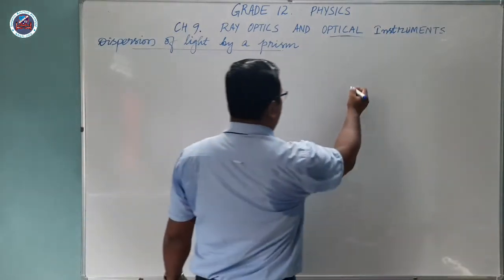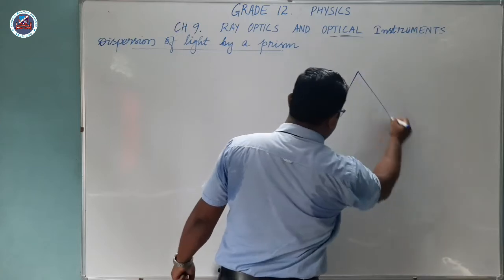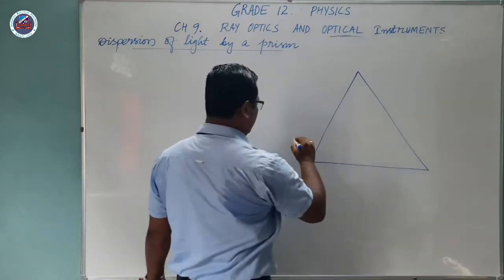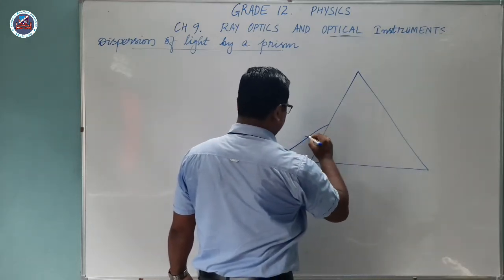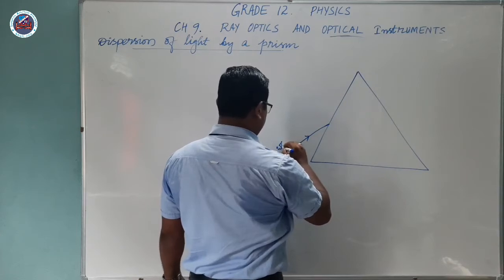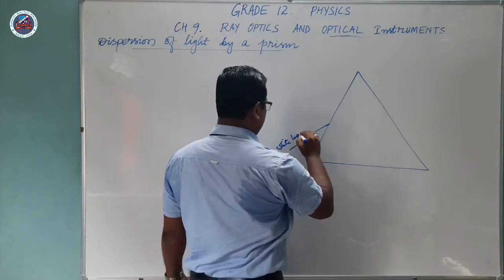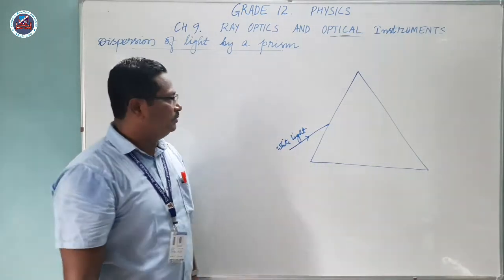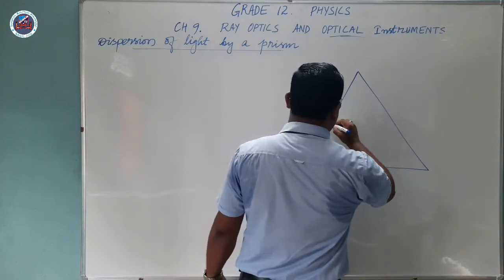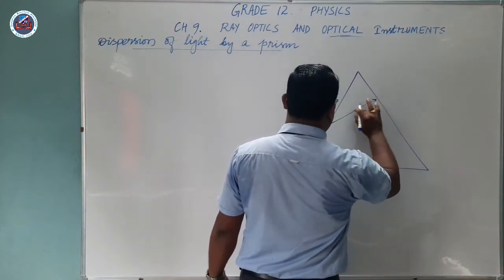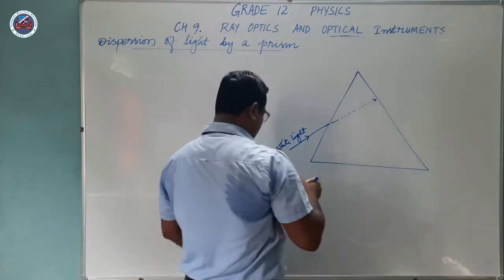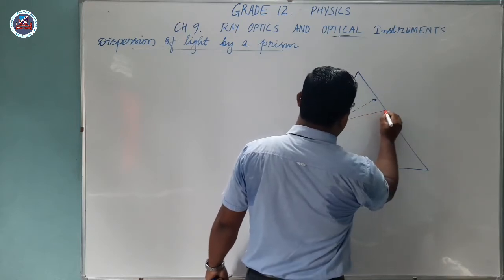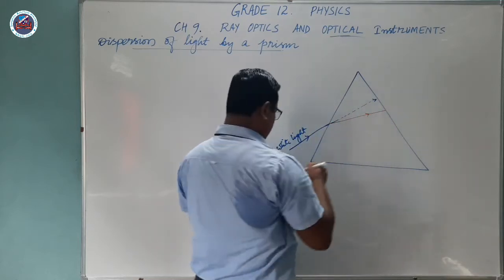You all know that when white light passes through a prism, then it gets split up into its 7 constituent colors. If I allow white light to pass through a prism, then this is white light. White light is that light which contains all the 7 colors like our sunlight. If you allow it to pass through a prism, instead of going straight like this, it will bend slightly like this towards the base of the prism.